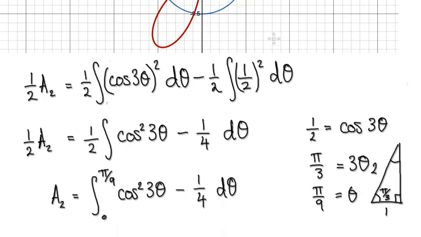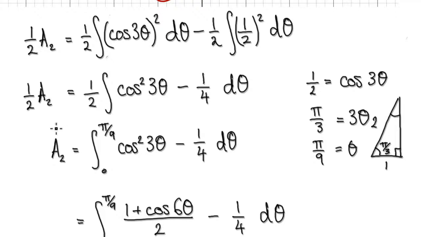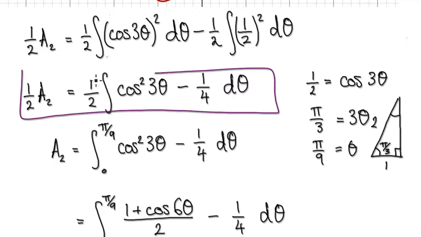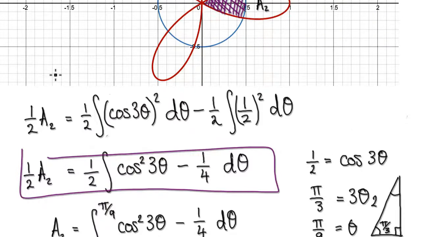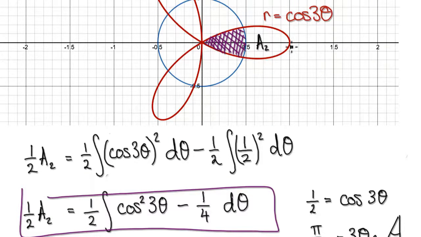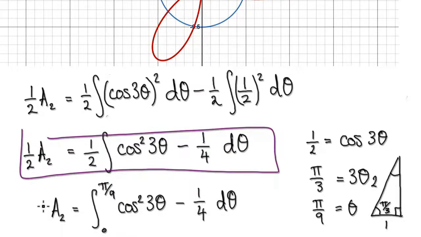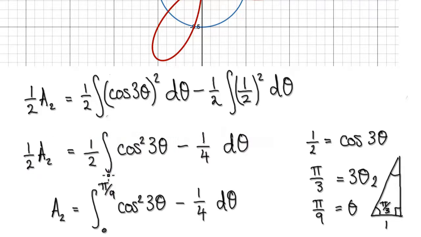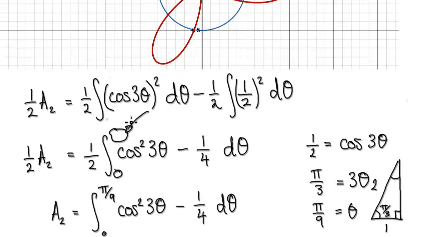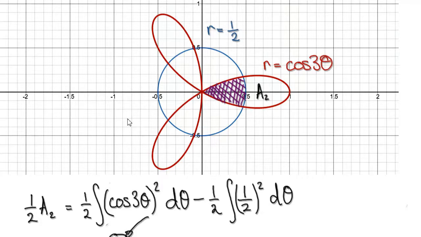Anyway, we are currently here. Remember, we are just looking at the top half, this thing here. So to get the whole A2, you would need to times it by 2. But we need to integrate it from 0 to where. We need to figure out this where. That where is the intersection of the two. It's this bit here.